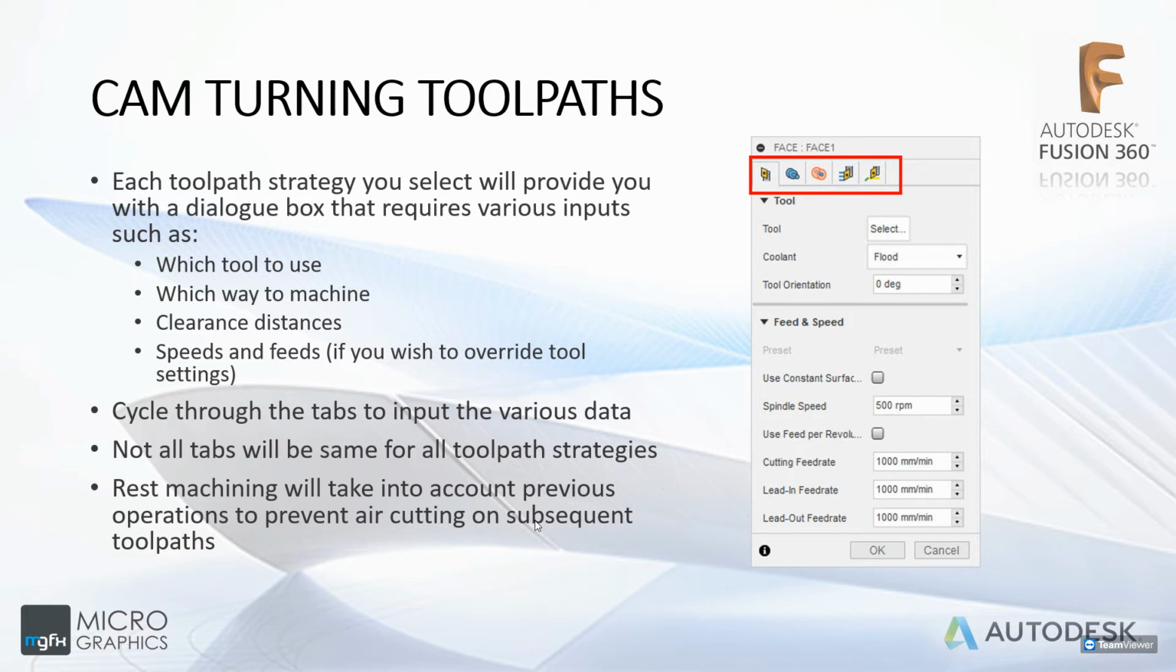Then the last point I put there is something about rest machining. I've often been asked, what is rest machining? Well, rest machining is a process where your current toolpath that you're generating will take into account previous operations or previous cuts with a tool. That means it knows what's already been cleared and will only cut based on that. That will prevent air cutting. Air cutting is when it goes and cuts basically nothing, because it doesn't know that the previous operation had already cleared away that material.